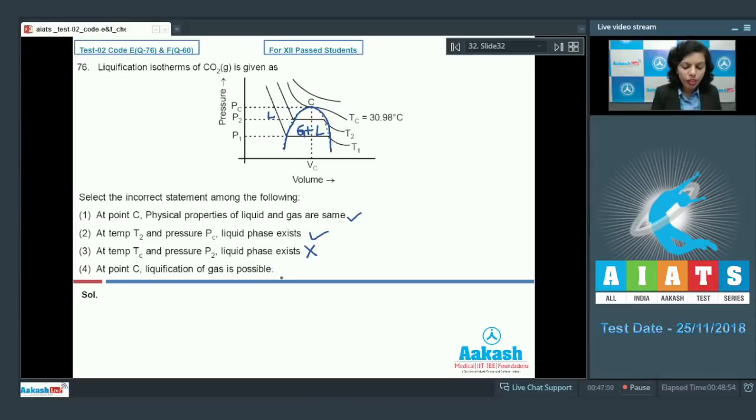At point C, liquefaction of gas is possible. We are talking about the point C. Yes, this is the point at which liquefaction of gas can occur, and that's why this is also a correct statement. Now, on the basis of this, which statement is incorrect? Statement 3 is the incorrect statement. Now, let's move on to the next question.